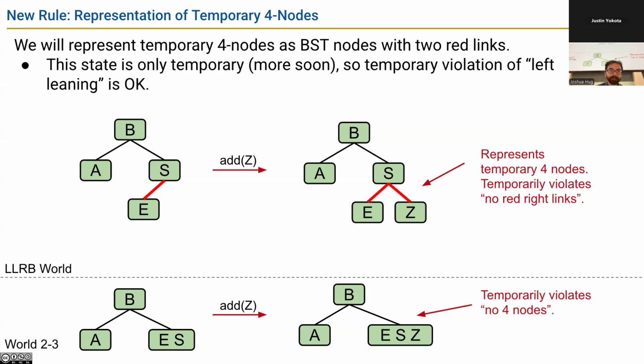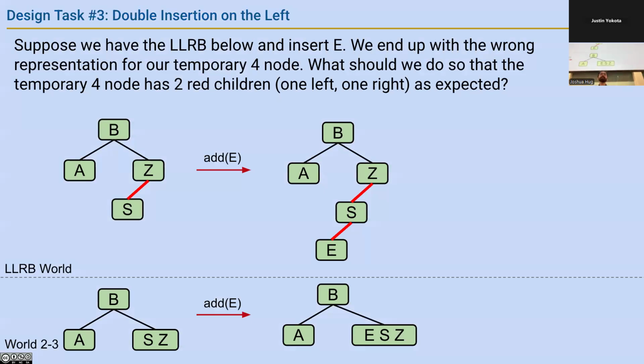Okay. All right. So design task 3, let's say we have a double insertion on the left. So what I mean by that is I had A, B, S, Z with a 2-3 tree. If I add E, where does it go? It goes into this bottom node. And this is the first stage whenever you're doing a 2-3 tree stuff, right? You allow this temporary node. This right here, though, you'll notice what's wrong here.